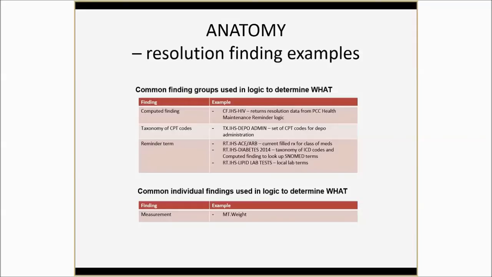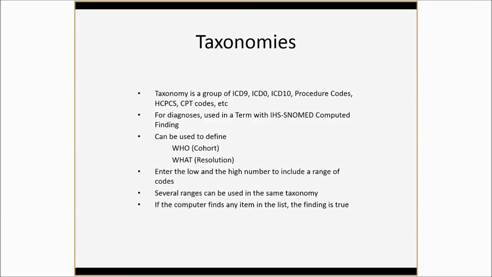And you have lipid tests. Those are local lab terms. Another common finding would be measurement, for example, the weight one that you see below here. Taxonomy is used to define the who, which is our cohort logic.